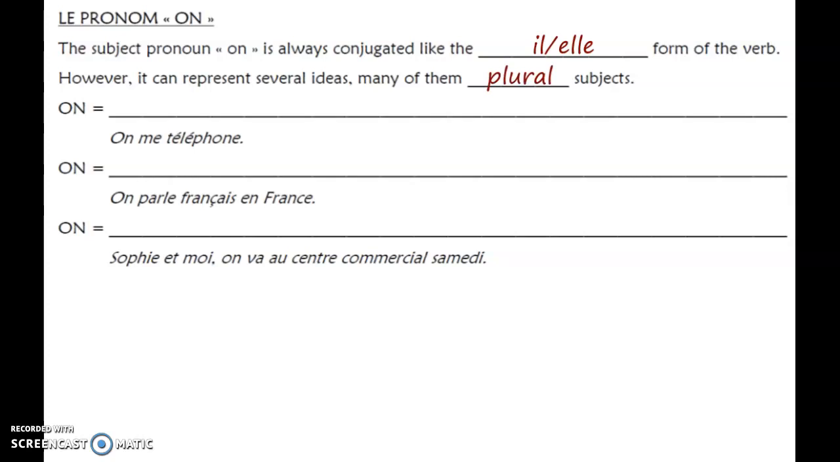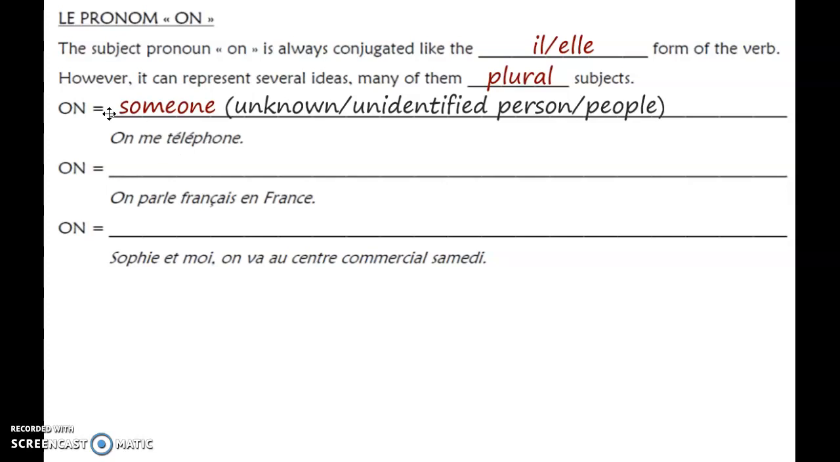On can represent several different ideas, and many of them are actually plural subjects, so they represent more than one person. So the first meaning of on that I want you to know is that on means someone, as in an unknown or unidentified person or people. So for example, the sentence On me téléphone would mean someone is calling me. Like we could translate it as one is calling me.